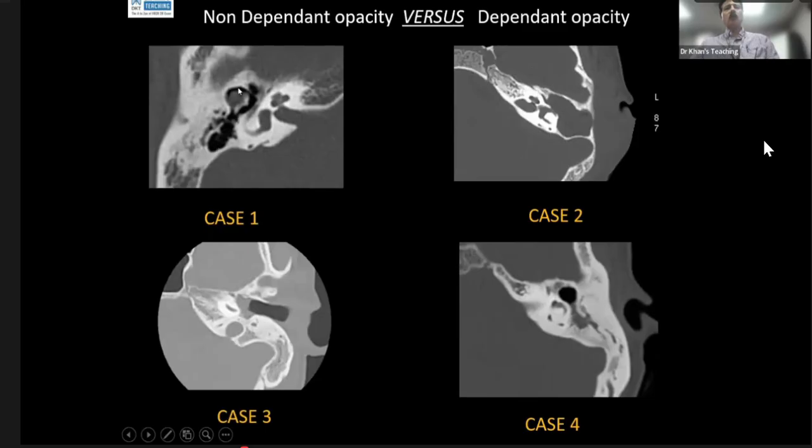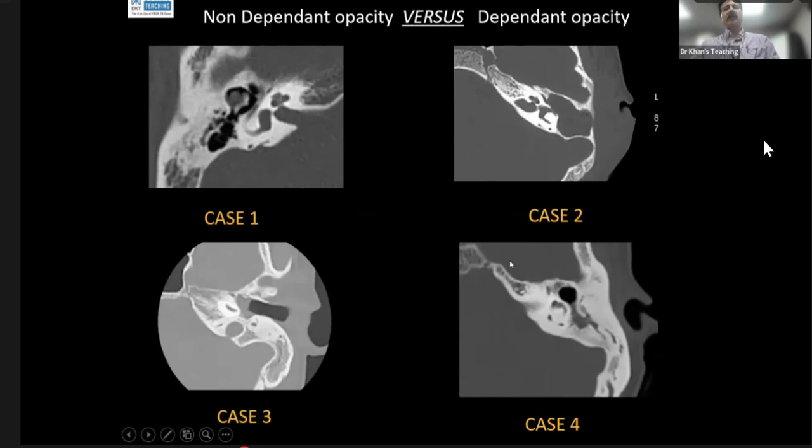This is non-dependent, and this is classical. This is the Prussak space. We are at the level of the epitympanum. This is the head of the malleus, and this is the incus. And this thing is eroding it. This is a classical pars flaccida cholesteatoma, exam cholesteatoma on an axial slice.